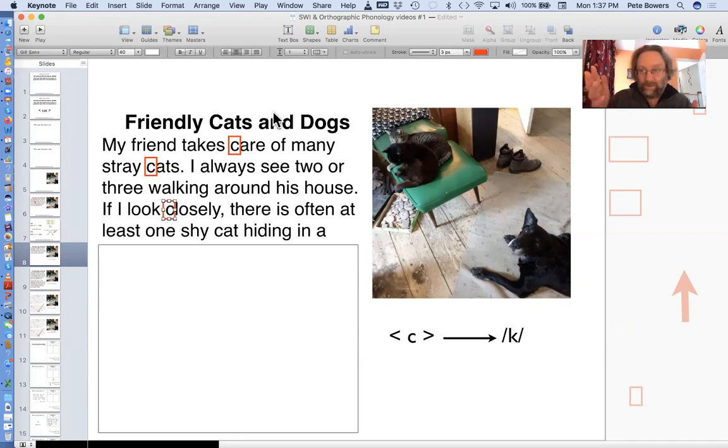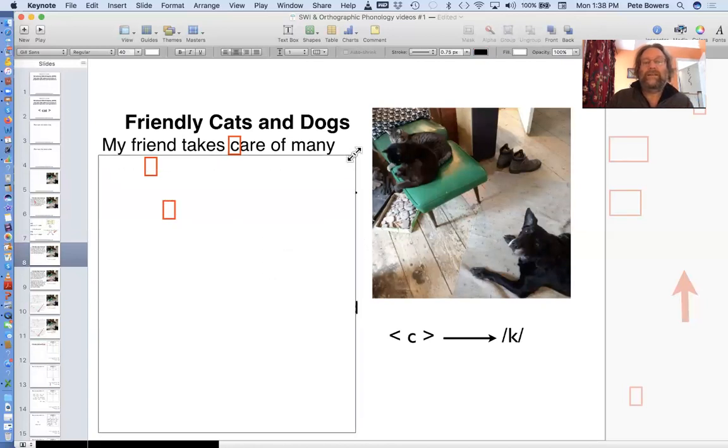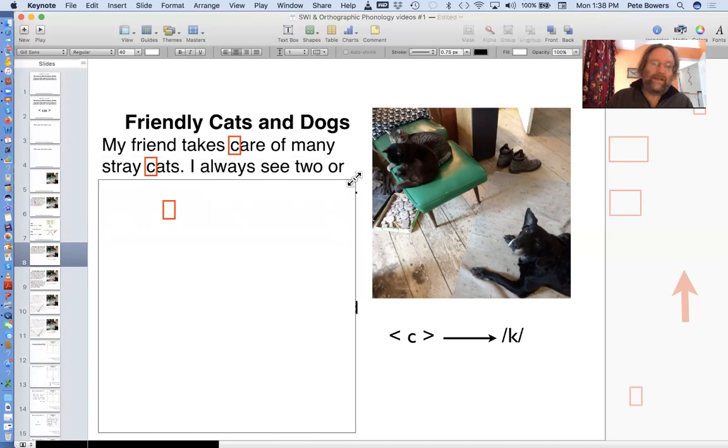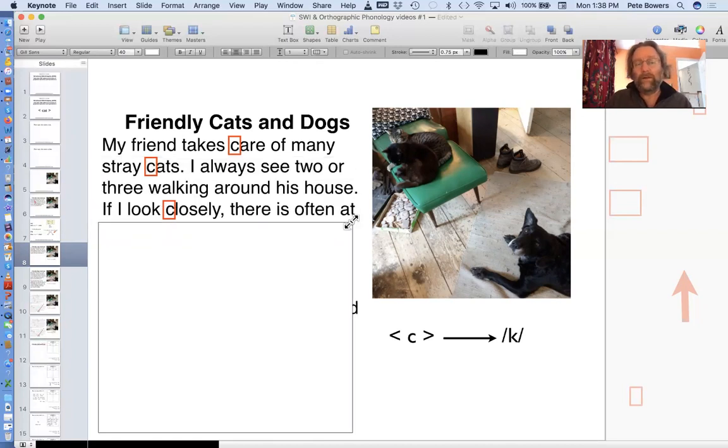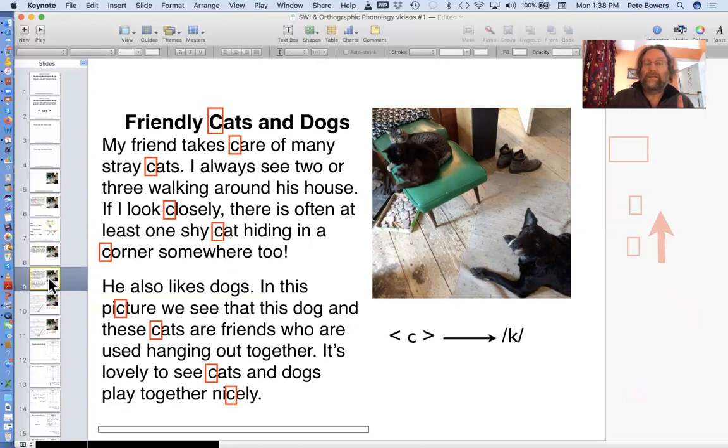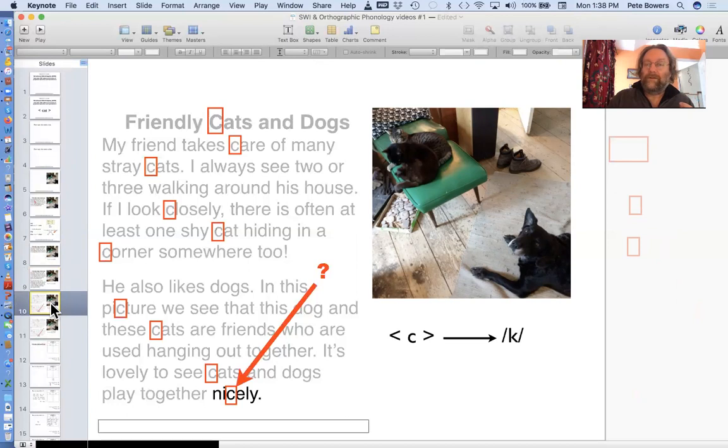I might do this all together, but see if they can find those C's on their own. So here, this is the word: my friend takes care of many stray cats. If I look closely, we're seeing that C writing K over and over again. But there's something interesting that happens. I've circled all the C's here. One of the C's is doing something different.